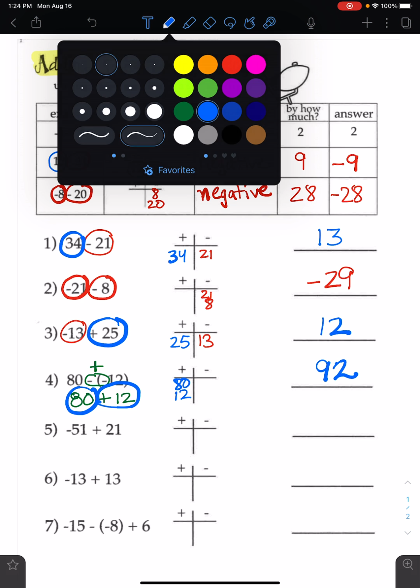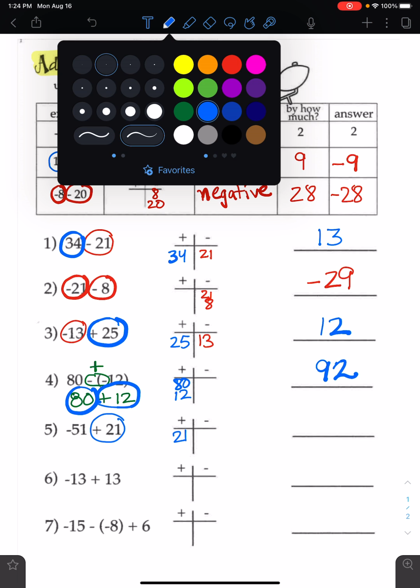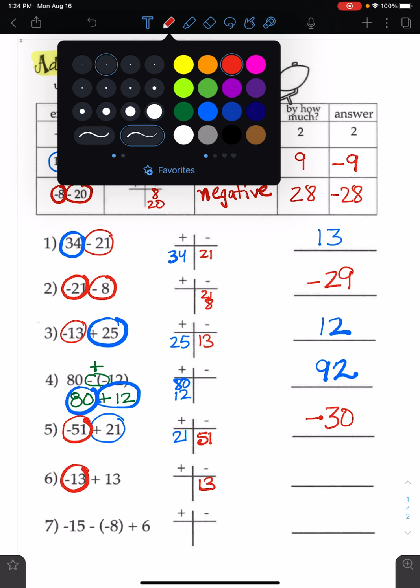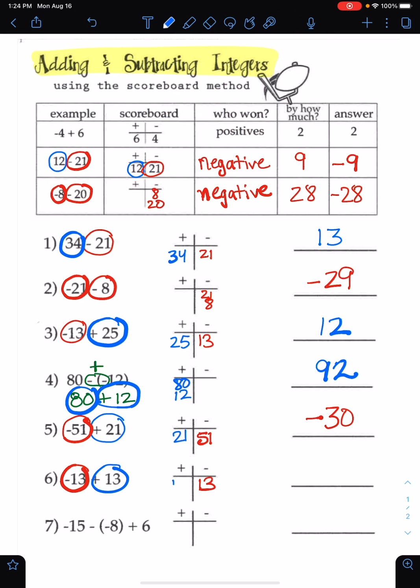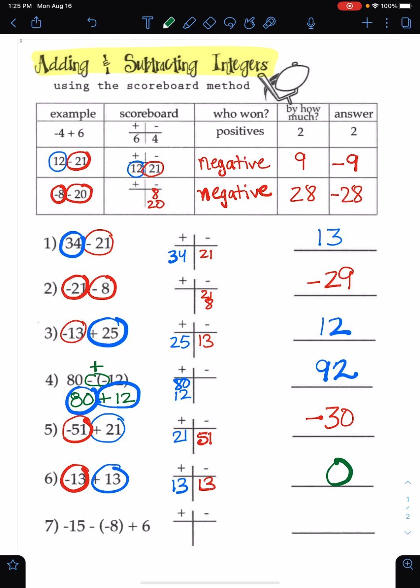In the next example, I've got 21 positives and 51 negatives. So who wins? The negatives. By how much? 30. So it's negative 30. We have 30 more negatives than positives. In example 6, we have 13 points for the negative team, and we have 13 points for the positive team. What happens when it's a tie? When it's a tie, the answer is 0. Nobody won. There aren't more positives or more negatives.